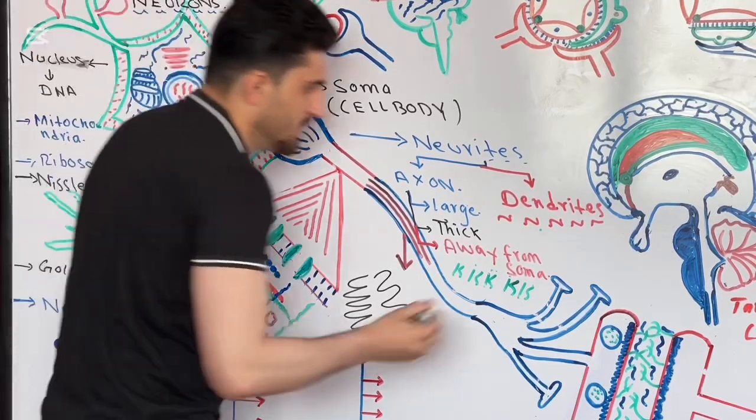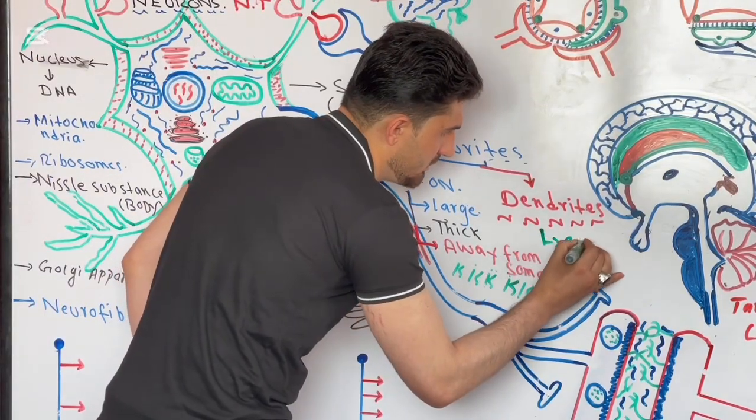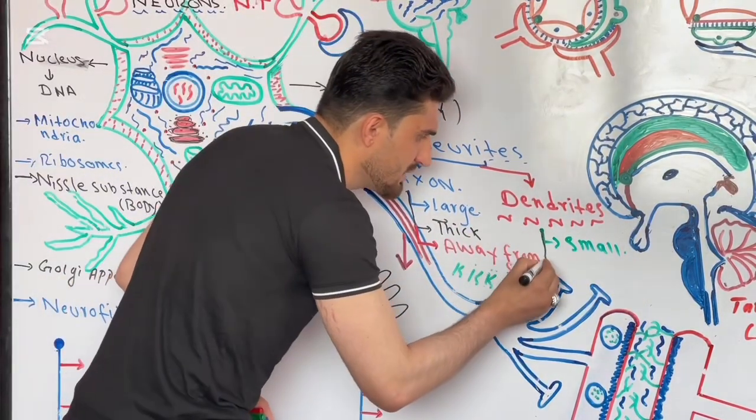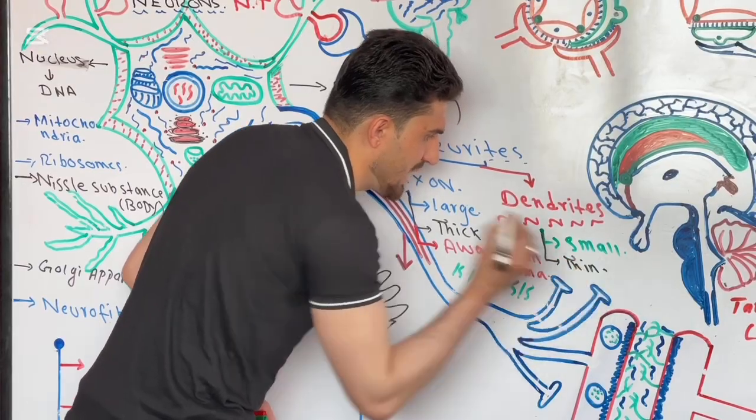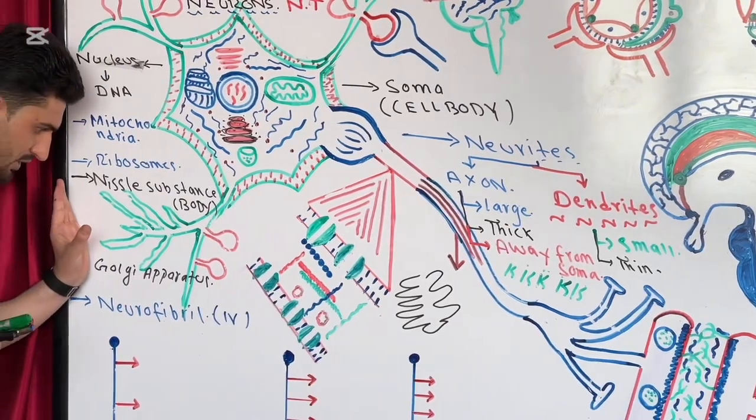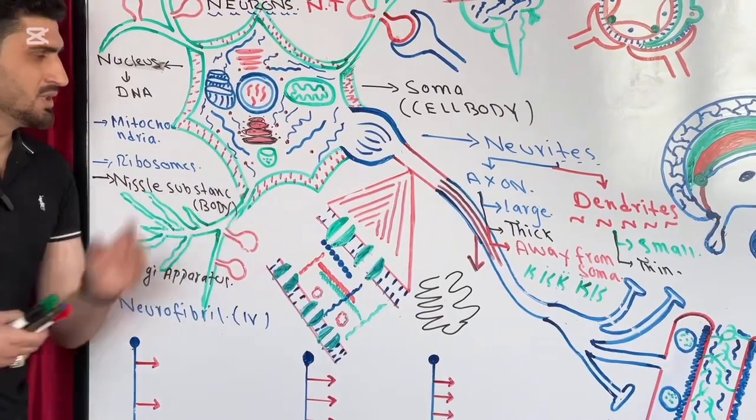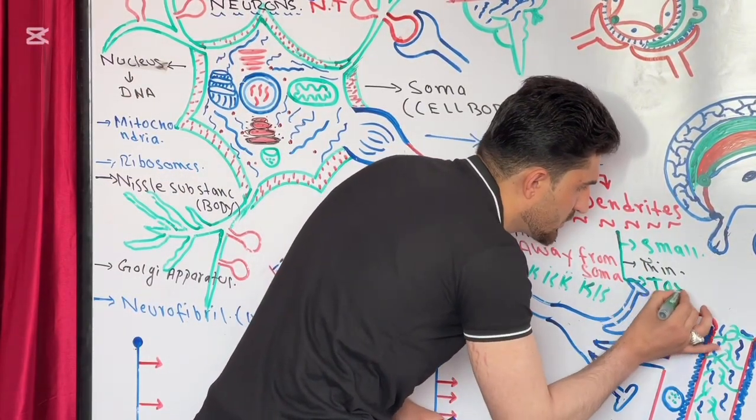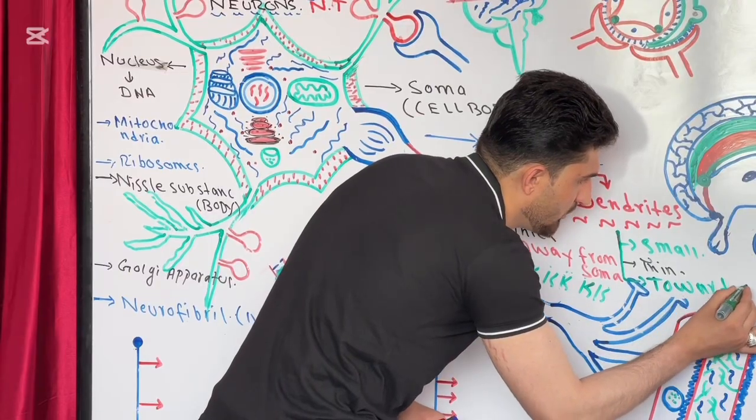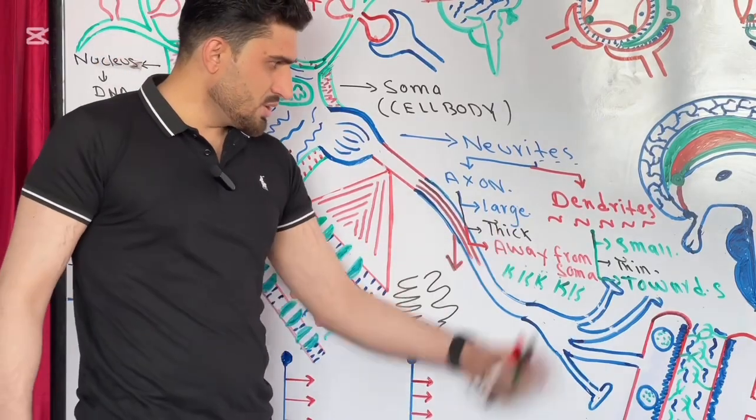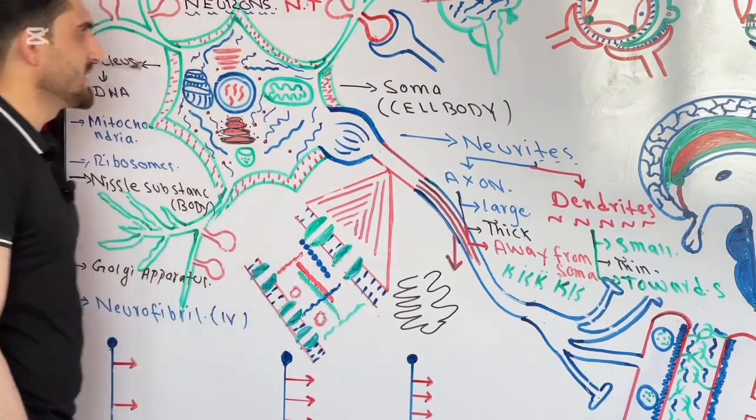But dendrites are small. Dendrites are thin. They are tiny and thin projections. And another one, the dendrites carry stimulation, which we will talk about in future, or action potential toward the soma. Very good. And also, axon is only one, and dendrites are more in number.